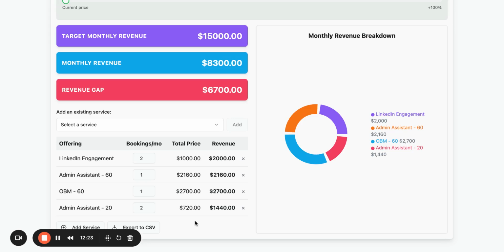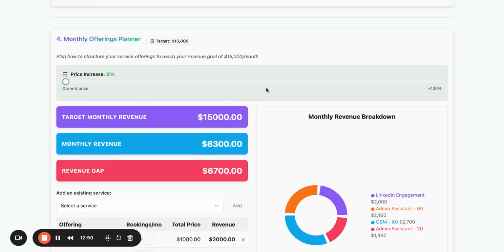You said you have about 7 clients, so this is probably not how it's broken up for you right now, but you're at about 8K, right? Obviously there's a gap because we want to be getting to 15K. So right now we start to see our available options. I always like to start with a price increase first to see how that's going to impact my total revenue, and whether I could reach that goal by simply raising my prices instead of working with more people.